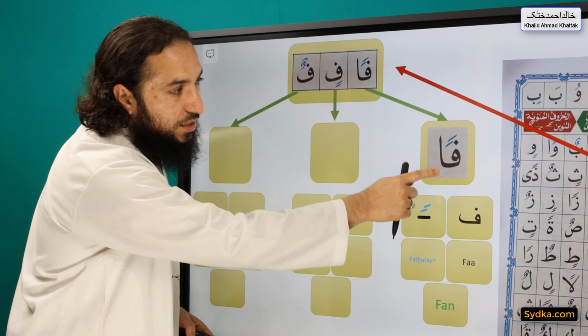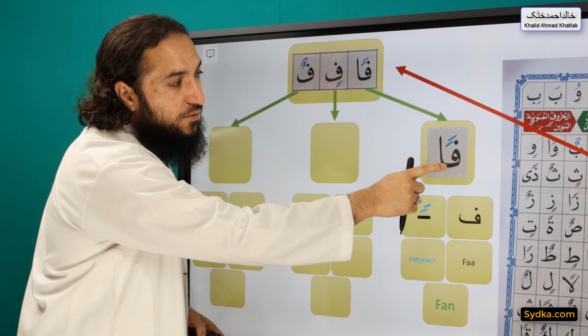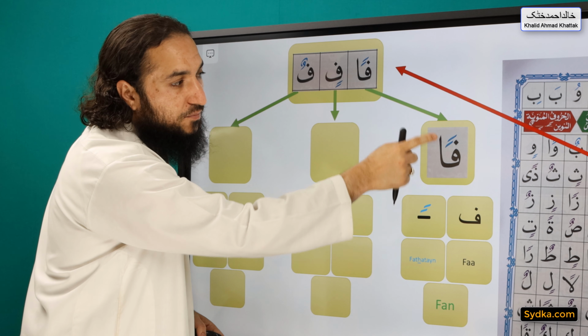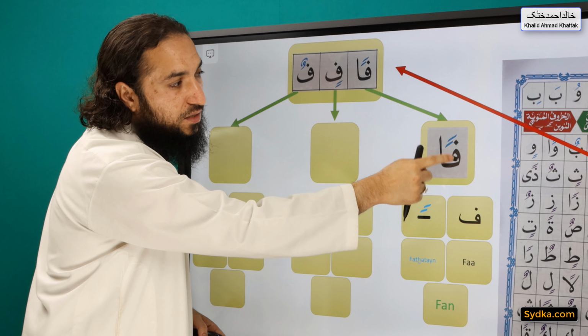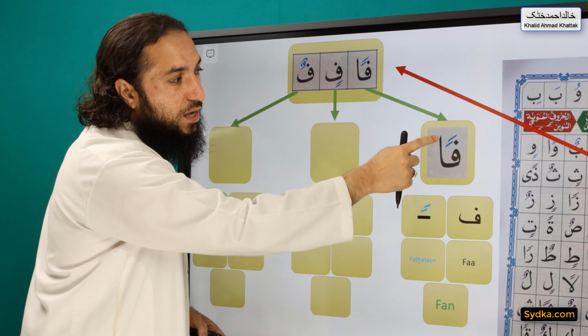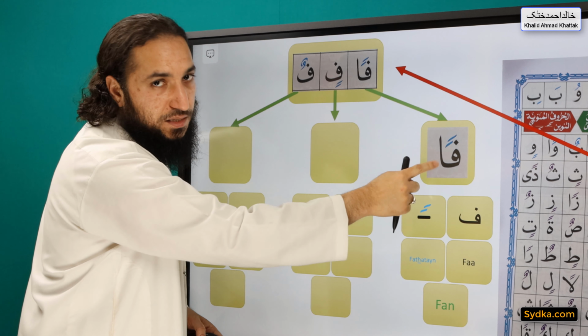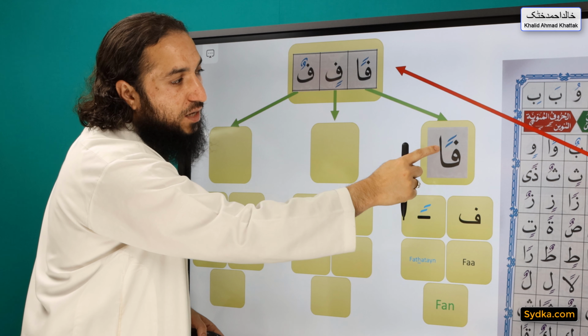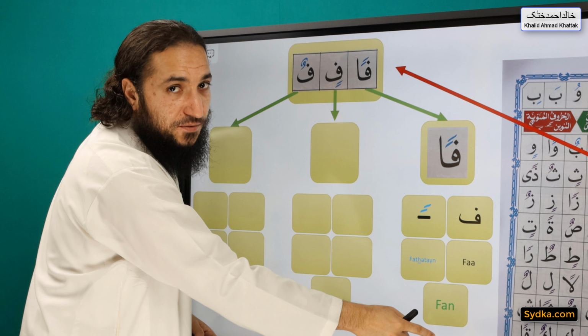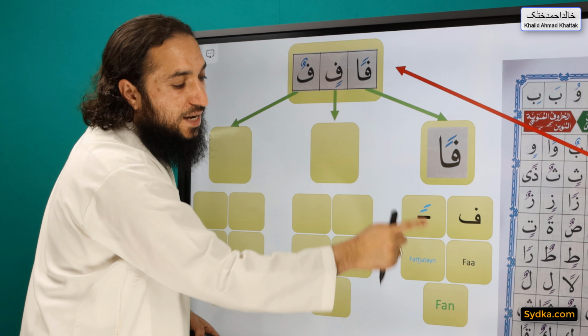The first syllable is fa. Fa fathatain fan, and remember the rule is when there's a fathatain on a letter there is always alif, but that is silent. So this alif is silent. Fa fathatain fan, fa fathatain fan.